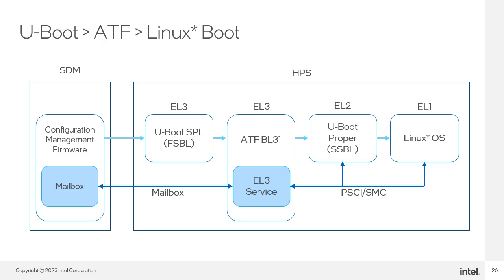3. The U-Boot SPL jumps to the ATF-BL31. 4. The ATF-BL31 sets up the GIC, EL3 environment, and initializes the PSCI services. 5. The ATF-BL31 jumps to the U-Boot proper. 6. The U-Boot proper loads the Linux OS into the DDR. 7. The U-Boot jumps to the Linux OS.